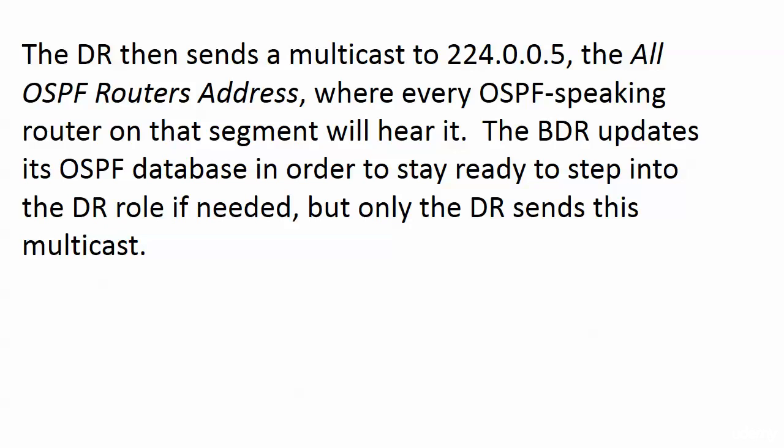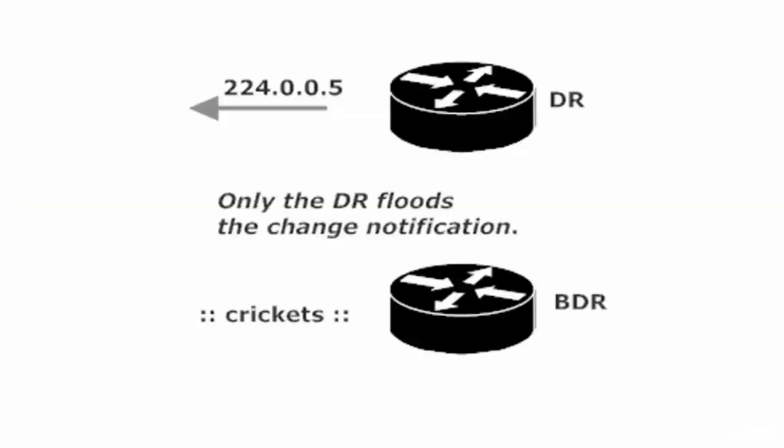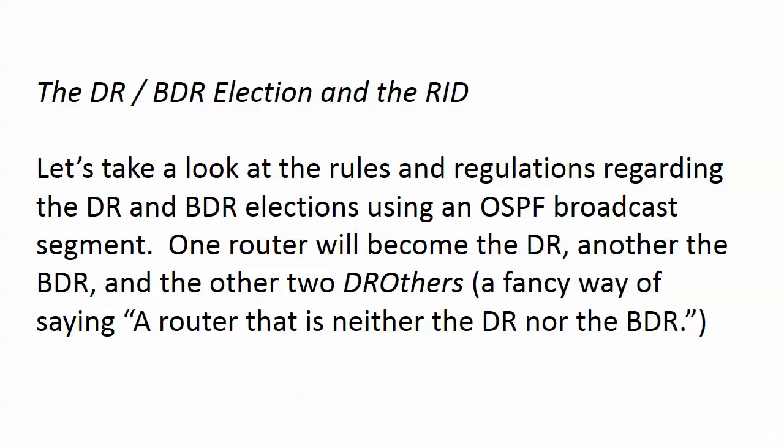And by doing it this way, the BDR gets the update the same time the DR does. It updates its own OSPF database, and it's ready to go in case the DR goes down. But again, only the DR sends that particular multicast to 224.0.0.5. And that's it. That's how orderly that change is.